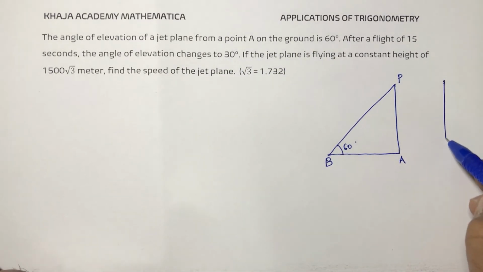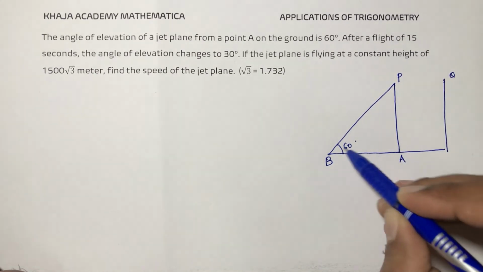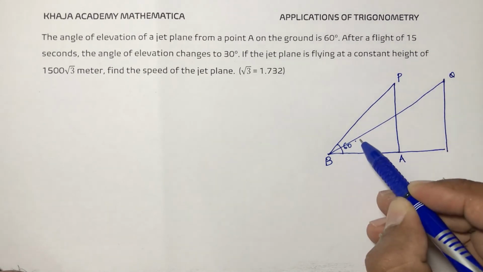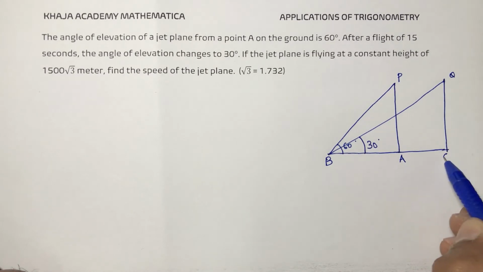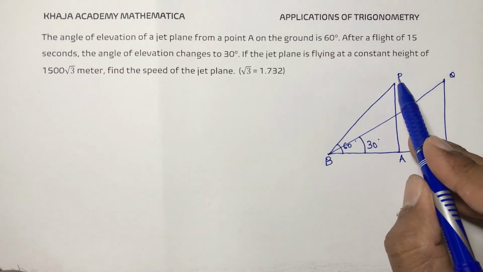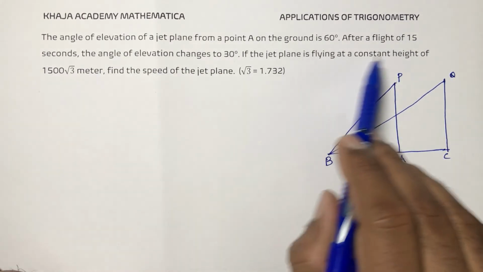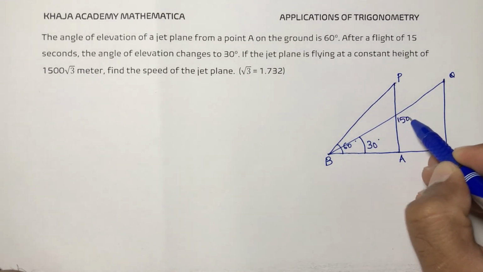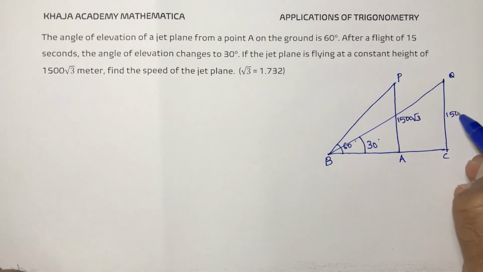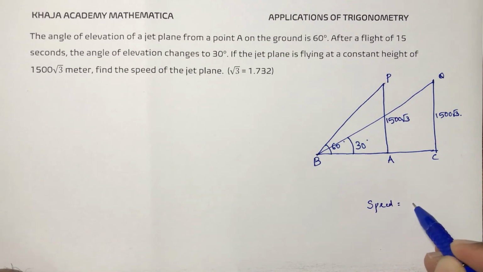So I'll take the position of the plane now here at Q. Now the plane is here, and the angle of elevation changes to 30 degrees. From position P to Q, it took 15 seconds. And the plane is flying at a constant height of 1500 root 3 meters. Now see here, speed equals distance by time.